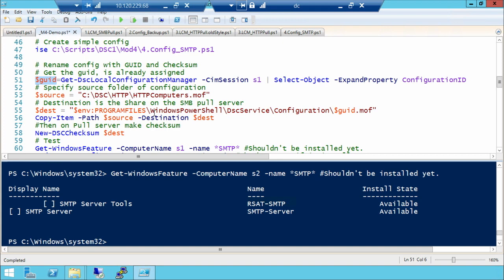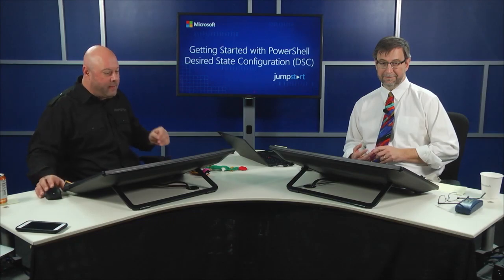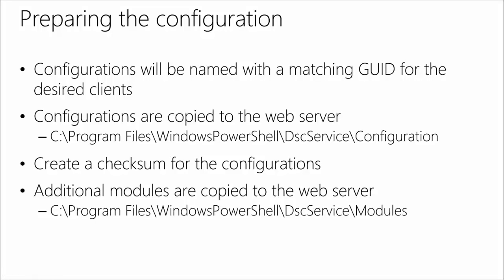Well, HTTP is great for the lab, but you know, we set up this HTTPS server. I think the production guy is probably going to beat me if I don't show a slide at this point. So we've already done the preparing. On preparing the config, your most important notes: configurations get copied to the web server, Program Files, Windows PowerShell, DSC configuration. You're going to see that all again when we go to HTTPS here. You've got to have GUIDs that match the clients for the file name. You've got to create the checksum.